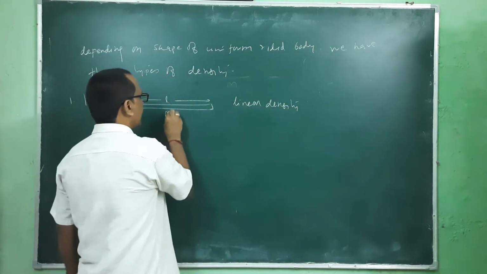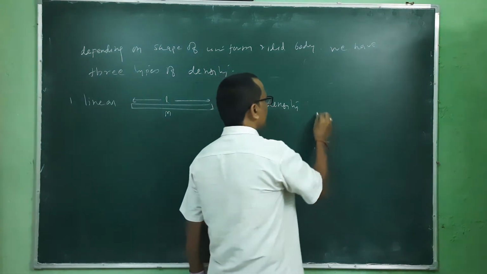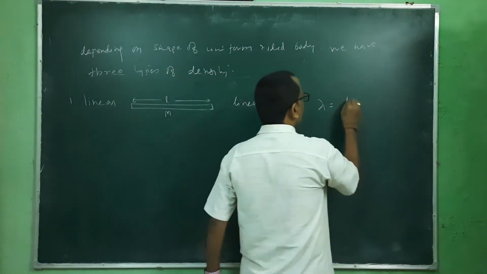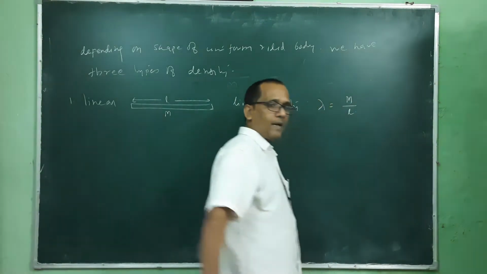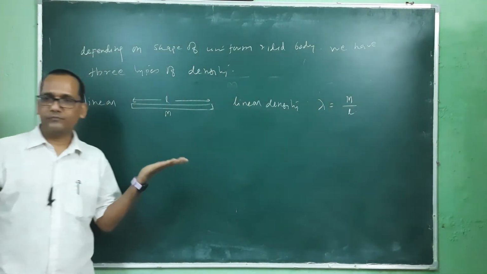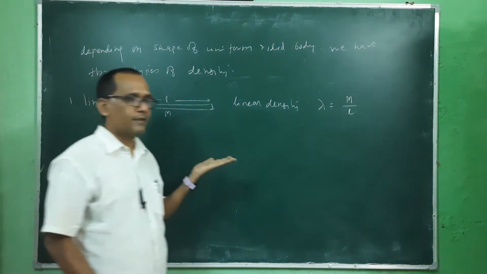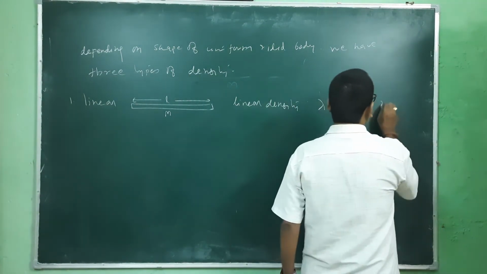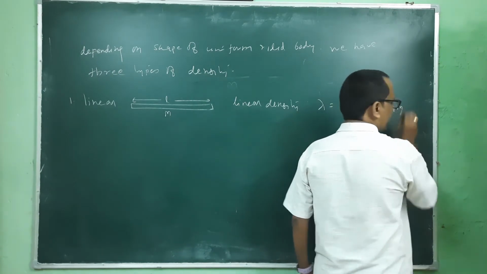where the total mass is M, is represented by lambda. This is equal to the mass by length, meaning mass per unit length. So obviously the unit will be in MKS units. This is kg per meter.